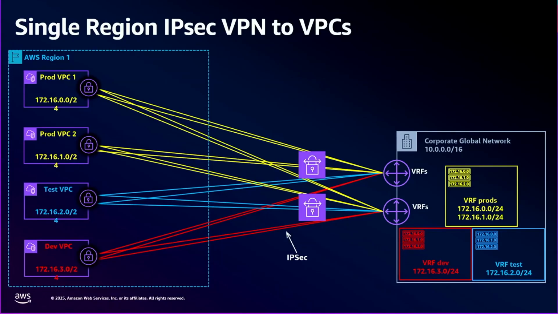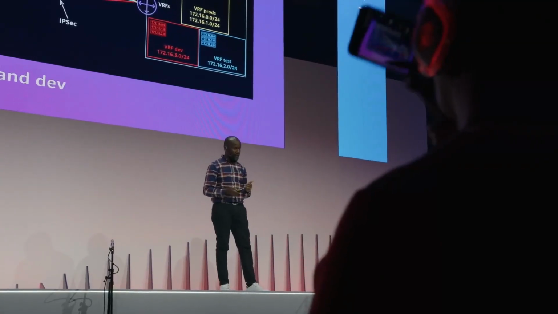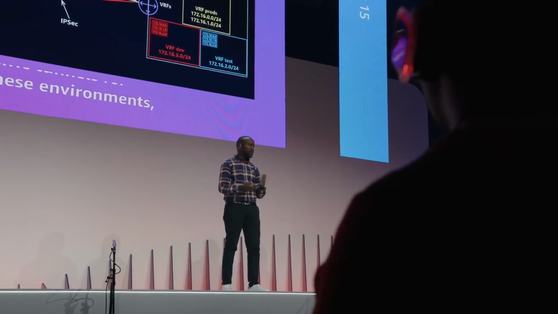And you're trying to come from the corporate data center, you're talking about probably about 16 tunnels to just achieve connectivity between your on-premise network and AWS, where you also want to keep the separation of production, test, and dev environments. So you're having to create specific tunnels for each one of these environments, which, if you think about a larger deployment, is not scalable. It's an operational overhead, and probably not the best experience for your network engineers.